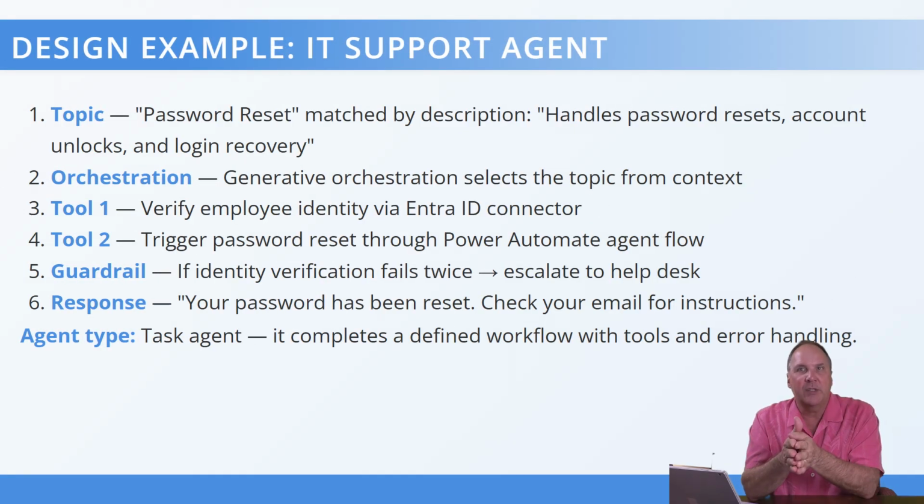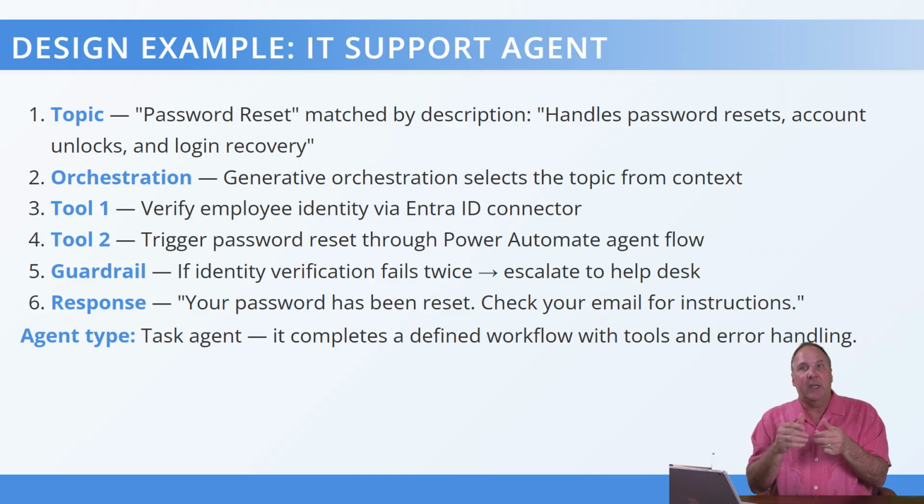An IT department wants an agent in Teams to handle password resets. So we'll create a topic called password reset with trigger phrases like, I can't log in, reset my password, locked out of my account. We're using generative orchestration, so the LLM matches the user's intent to this topic based on the topic description. The flow runs 2 actions. Action 1, verify the employee's identity using Intra ID connector. And Action 2, trigger the password reset through a Power Automate flow that calls the identity management system.